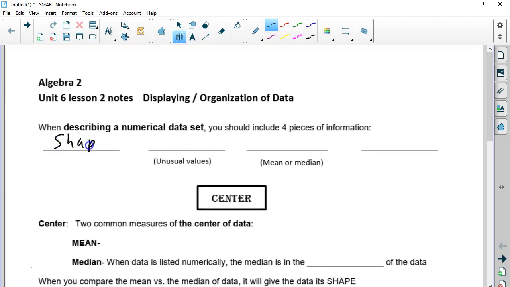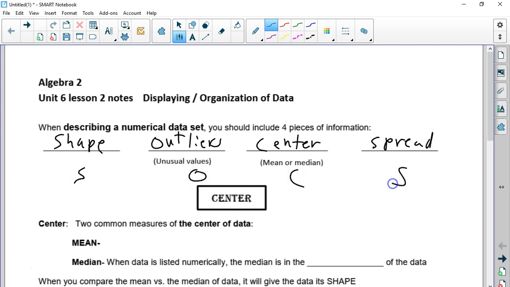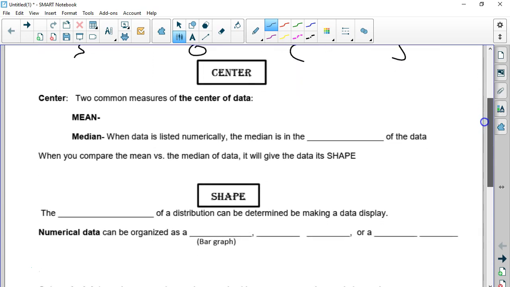Shape, outliers, which are unusual values, center, whether it's the mean or the median, and spread, how it's spread out. And we're going to use the acronym SOCS. Or if you're a fan of The Outsiders, SOCS. Outsiders, not Outsider. Okay, let's talk about the center.